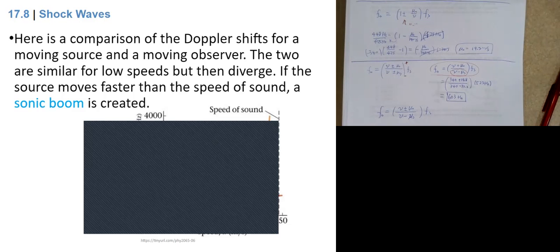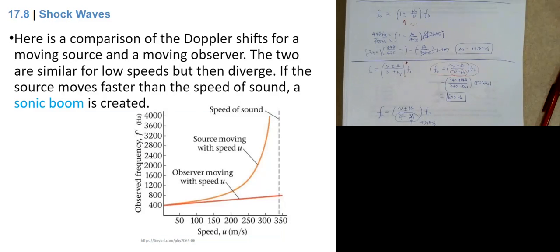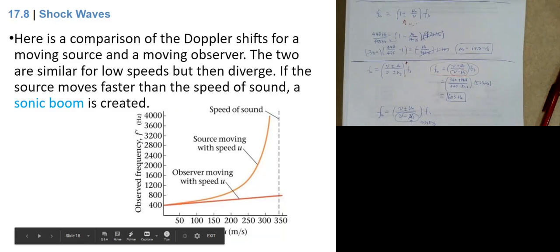So as you can see, if the observer is approaching with a speed close to 430 meters per second, then the denominator becomes very small. So on the plot here, you'll see that there will be a dramatic change in frequency heard by the receiver when the speed of the source is approaching the speed of sound, right?